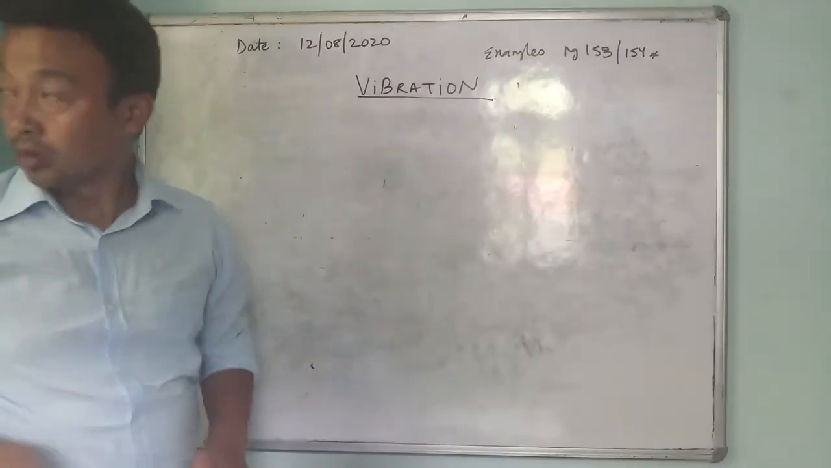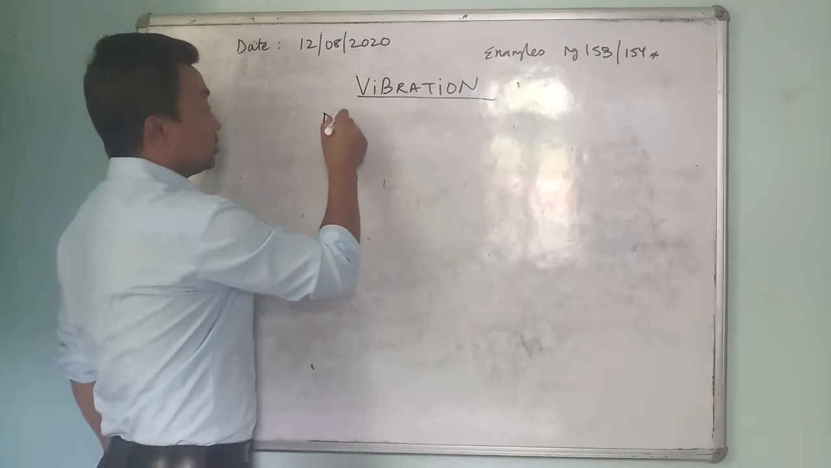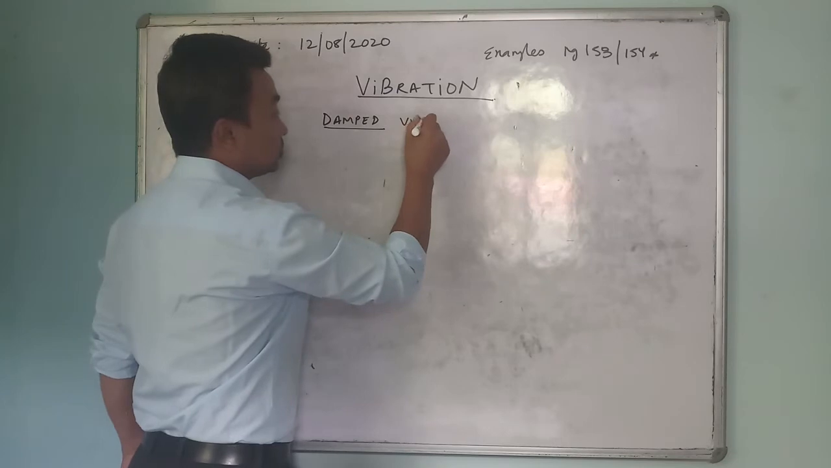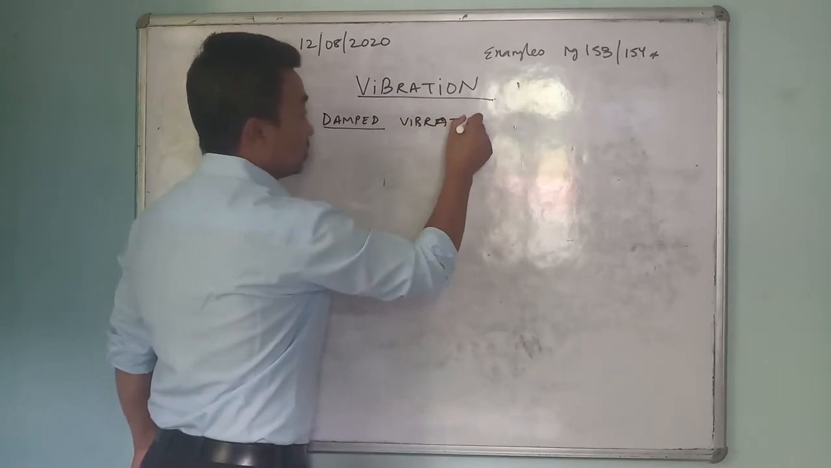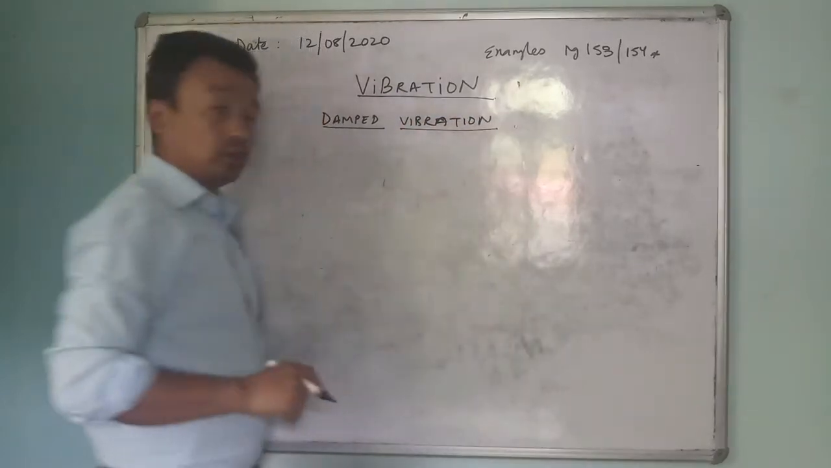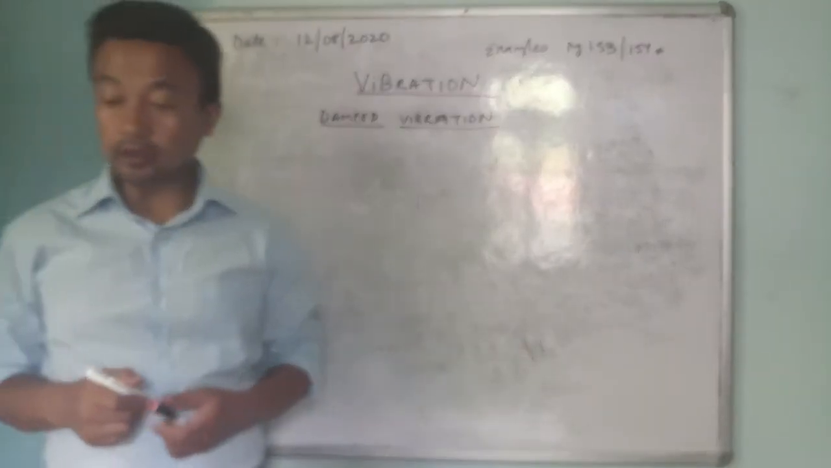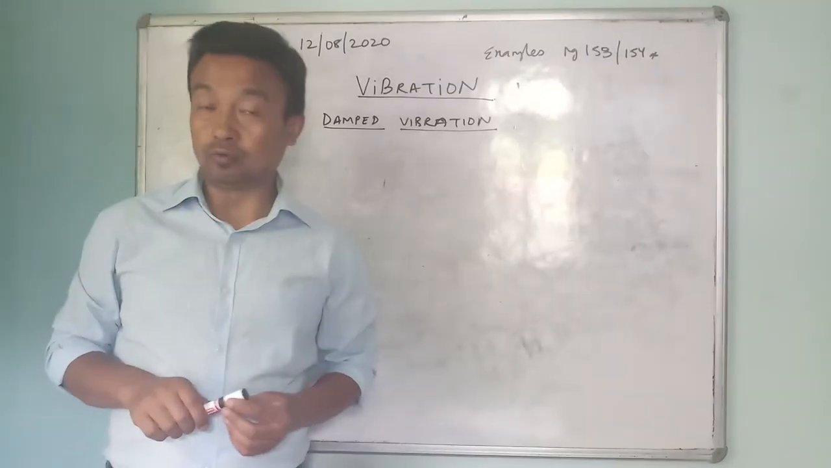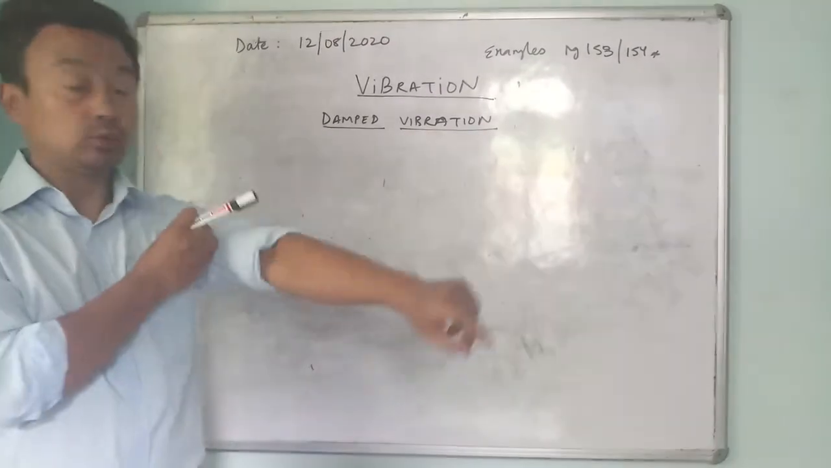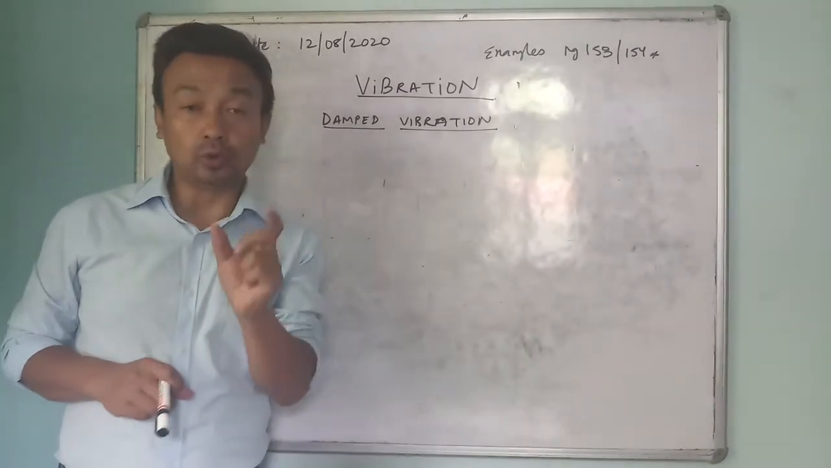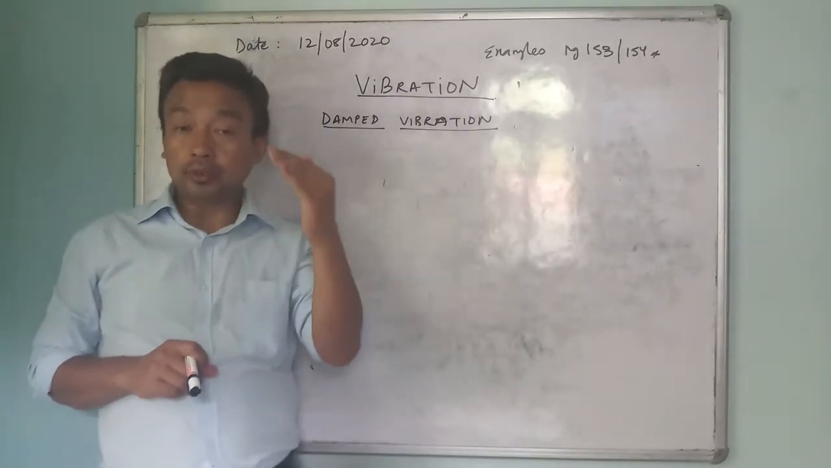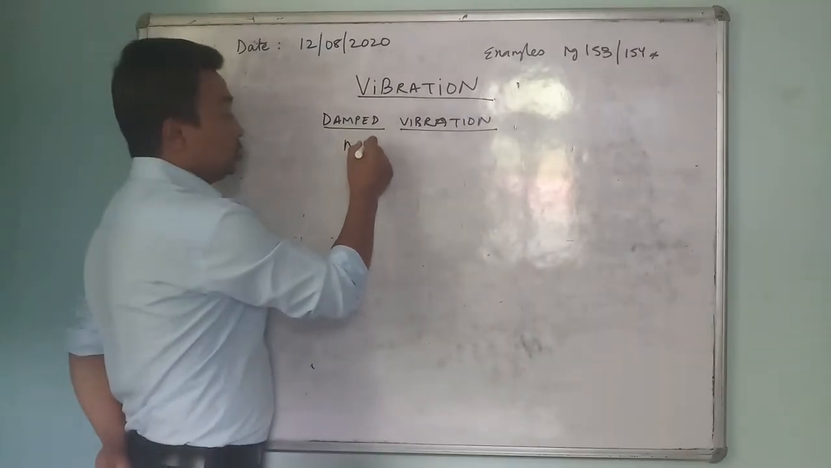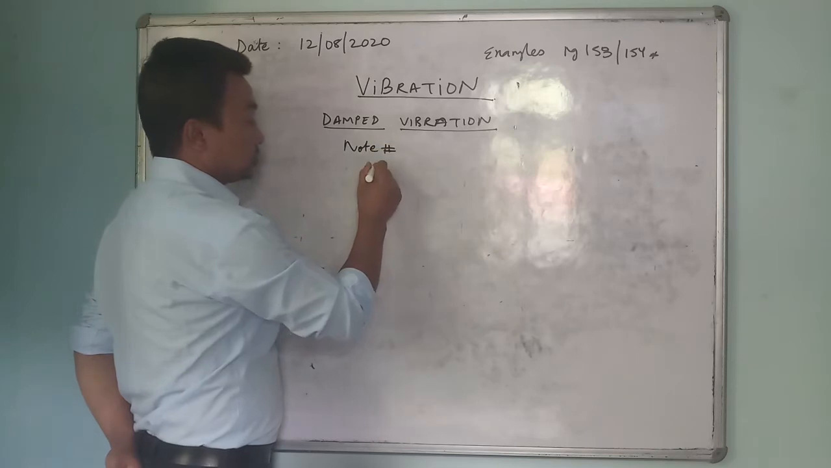Okay, now write down the second one, damped vibration. Damped vibration is the periodic vibration of a body in the presence of a resistive force. Note that phrase, in the presence of resistive force, and its amplitude decreases with given time. So those are the 2 key points in the damped vibration.